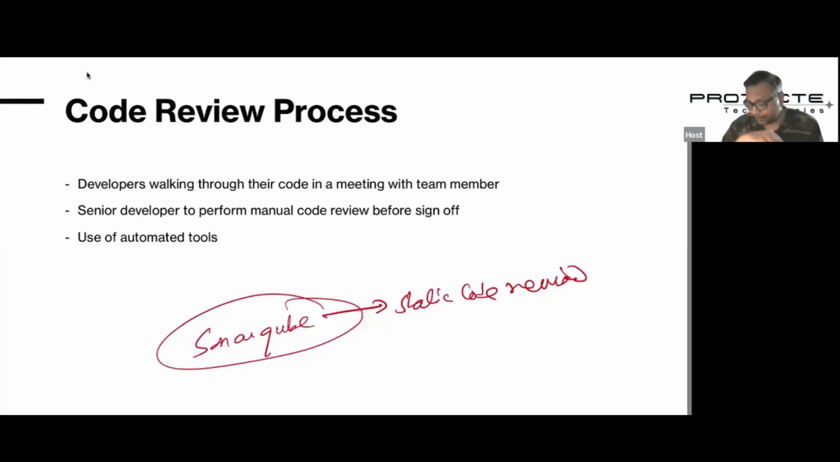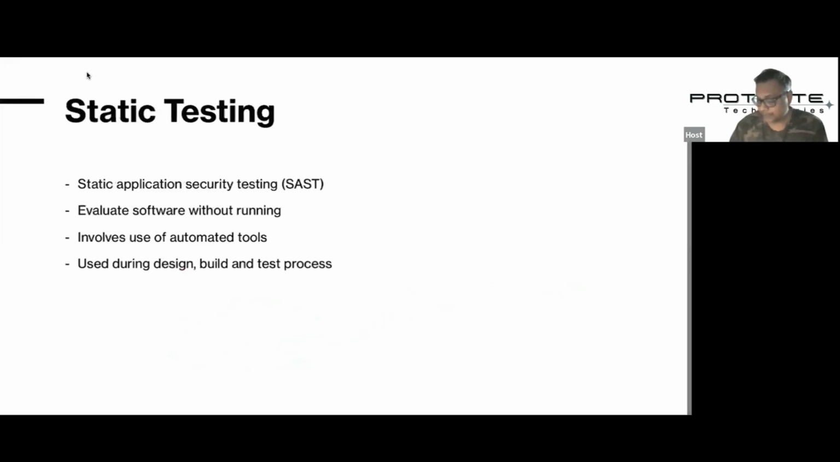Senior developers at times do manual code review and sign off the code, and then use automated tools to see that the code has been made in a proper manner. Now, good organizations who develop code follow this process. The first part is how do you check the code? Whenever you write code, you can test it. It will give you line by line errors.